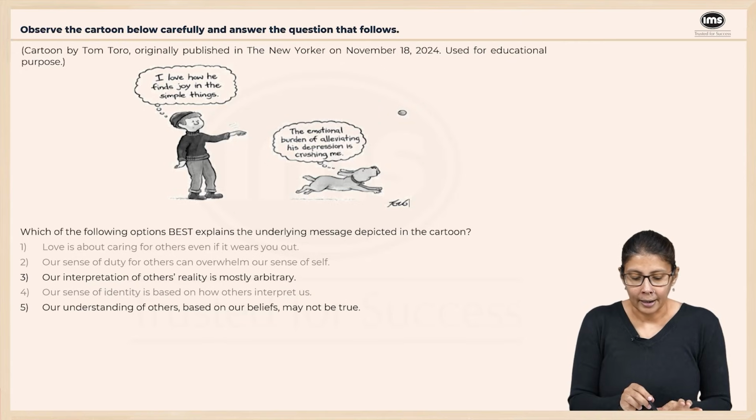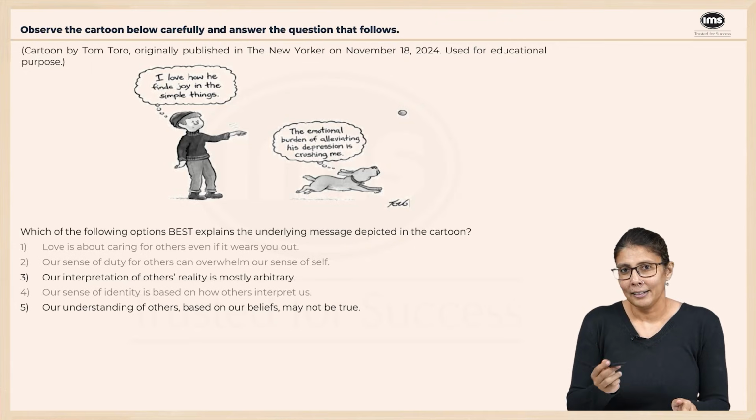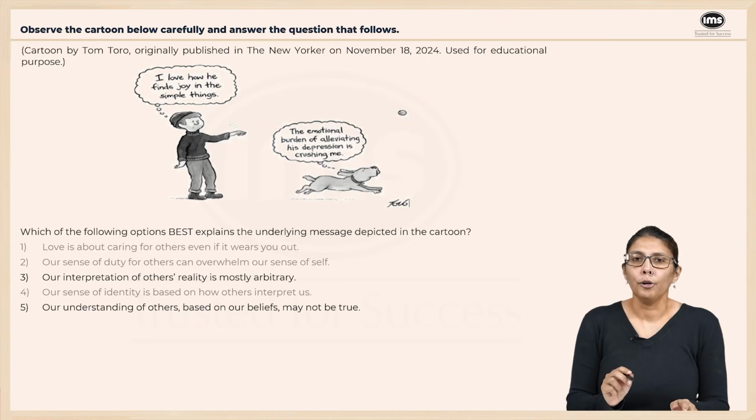The fifth one says our understanding of others based on our beliefs may not be true. Now we have 2 options to work with, and if you follow some very basic thumb rules, I think you can find your way to the answer in all such situations. Look for options which are less definitive. Look for options that do not have extreme words. At least for me, this really worked in this test.